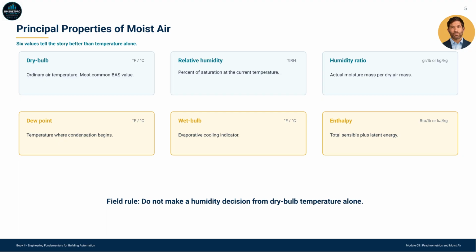Here is the field rule. Do not make a humidity decision from dry bulb temperature alone. Always ask what the moisture is doing.